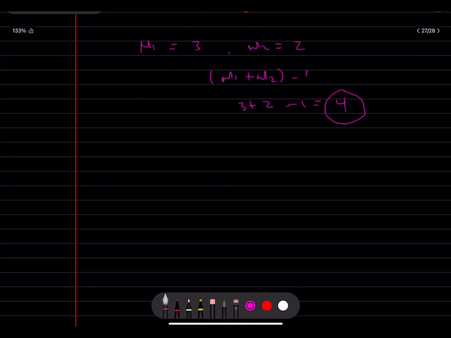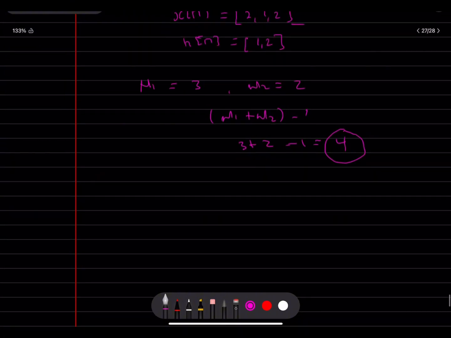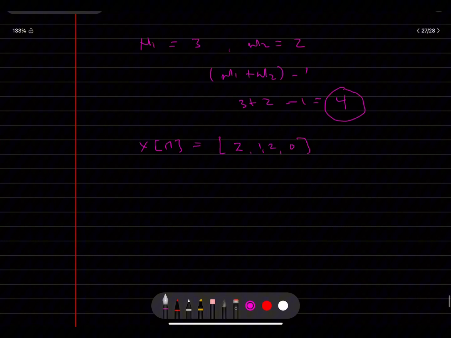So if you want to perform this linear convolution using this DFT-IDFT method, we need to zero pad, because if you look at it, the lengths are not the same. So we can rewrite the sequence as 2, 1, 2, and then 0. So 4 length, and then h of n will be equal to 1, 2, 0, 0. So now we have all the lengths to be 4.